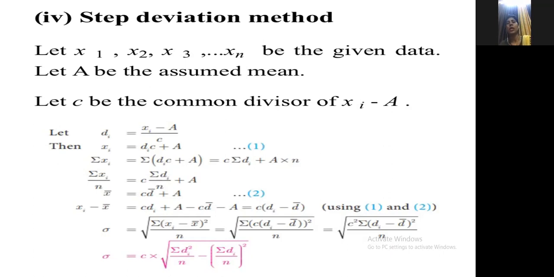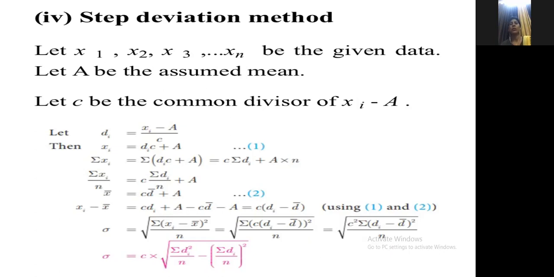What is di here? In the previous methods, we found di as xi minus assumed mean or xi minus mean. But here di means the difference from the assumed mean, and that difference will be divided by the class interval. That is, xi minus a upon c. This is the way we find the deviations.